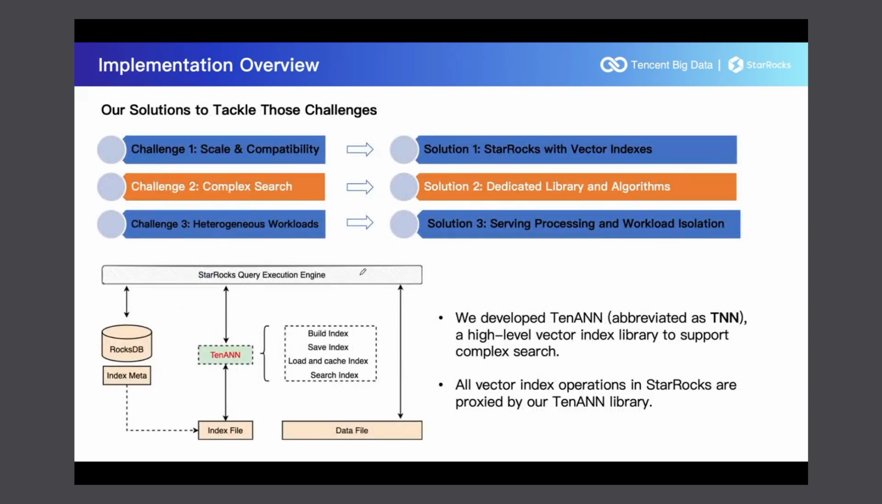Next up is solution 2, dedicated library and algorithms. We've developed TNN, a high-level vector index library. All vector index operations in StarRocks are now proxied by our TNN library.